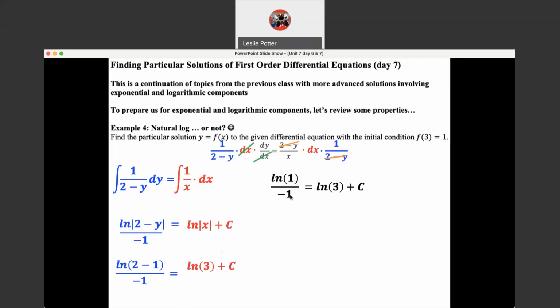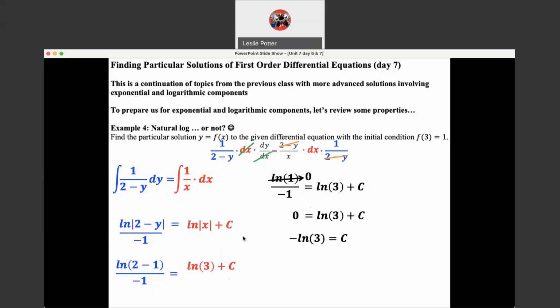So we have natural log of 1 over negative 1 equals natural log of 3 plus c. Natural log of 1, that's one of those important things to know. This whole thing is 0. So we have 0 equals natural log of 3 plus c. There we go. Taking that to the other side, c is negative natural log of 3.